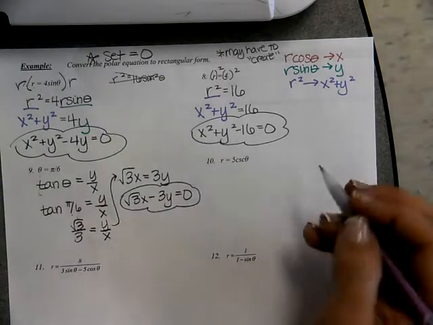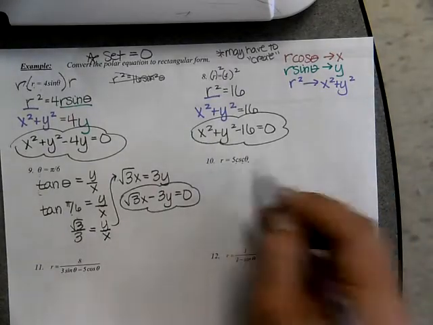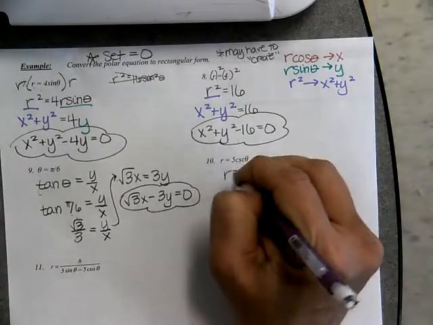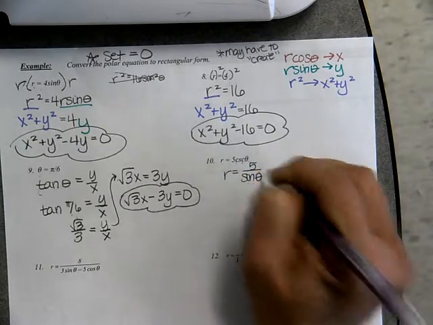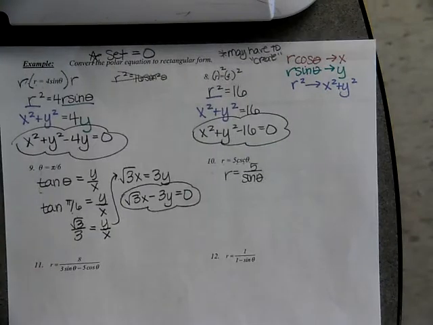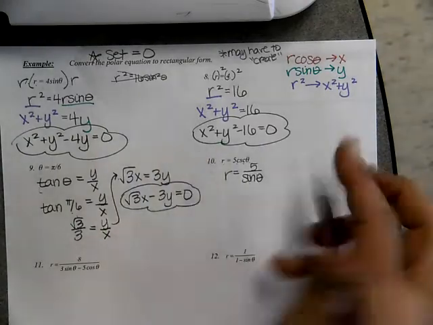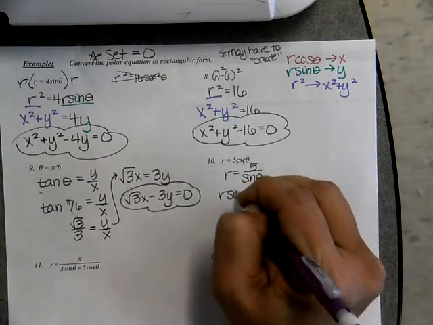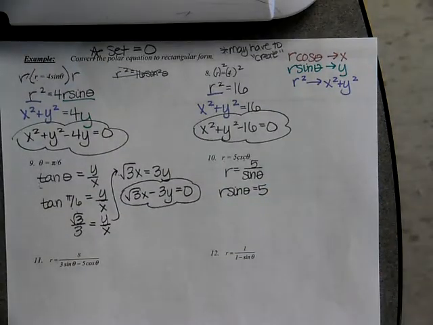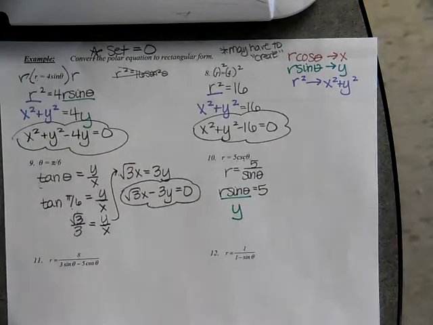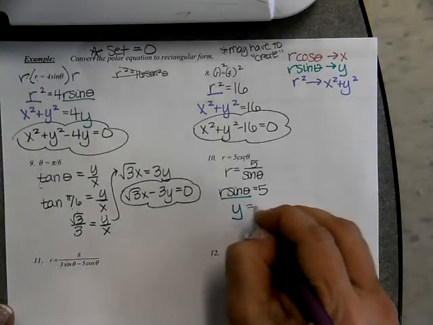All right, how about number 10? We have r equals 5 cosecant theta. Well, you guys remember that cosecant is 1 over sine theta. So we could rewrite that as r equals 5 over sine theta. And then why not multiply both sides by sine theta to get r times sine theta equals 5. And then look, r sine theta is the same as y. So I have y equals 5.